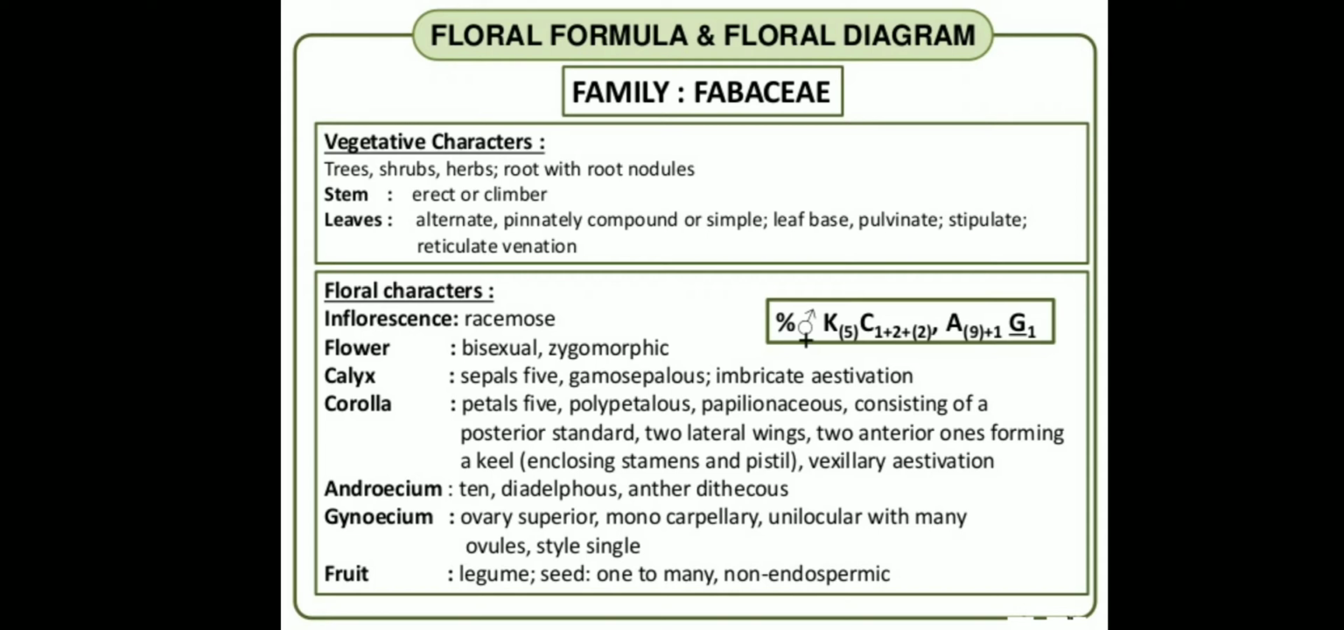Anther is dithecous. In the gynoecium, the ovary is superior, monocarpellary, unilocular with many ovules, and style is single. The fruit is a legume, and seeds are one to many, non-endospermic.